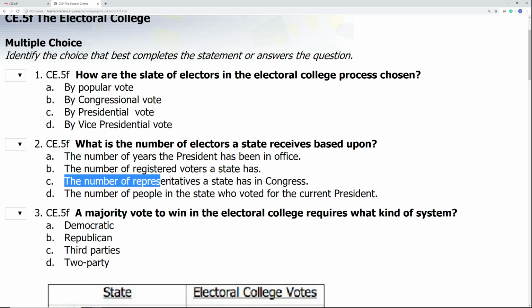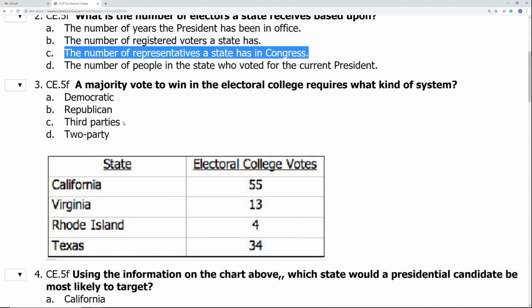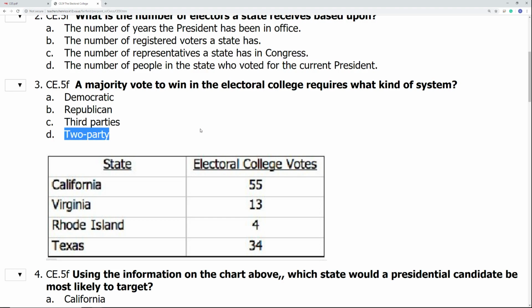This is just a weird way of saying it, but it is C, number of representatives the state has in Congress. Number three, majority vote to win electoral college requires what kind of system? That one should be D. Should be D, two party.